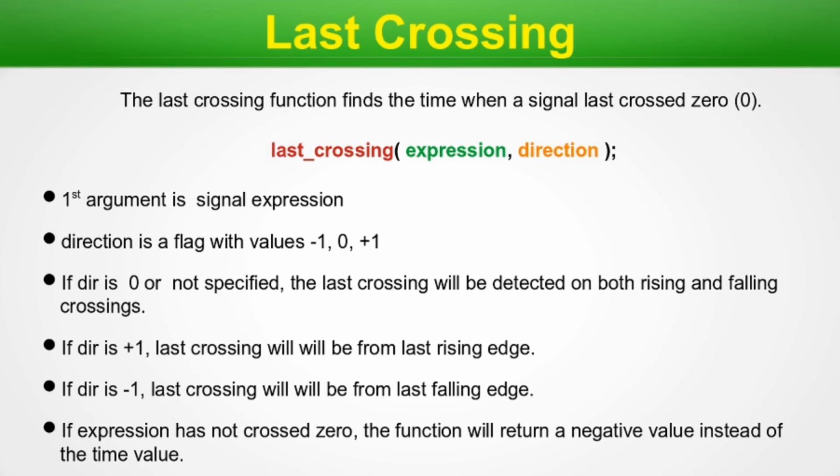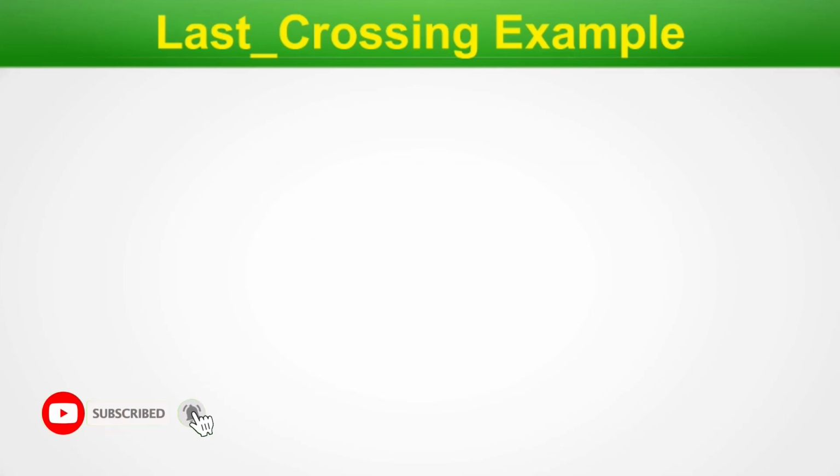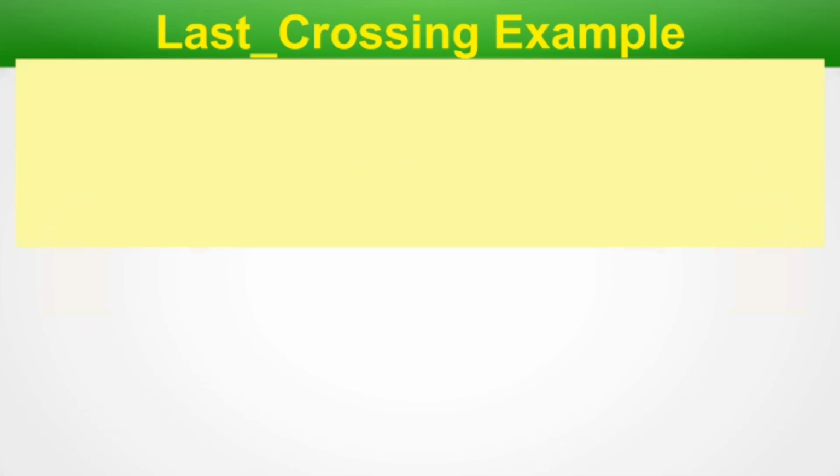So, if in the execution of our Verilog-A code, we see it has returned a negative value, that means the expression has never crossed 0. So, there is neither a rising nor a falling crossing that has happened. In that case, we have to check the waveform on which we are operating this last crossing. So, let's see an example of this last crossing.